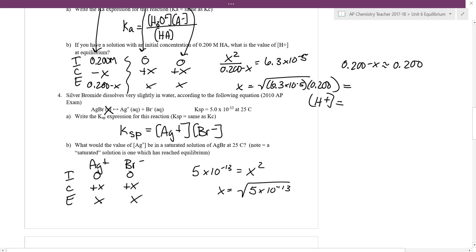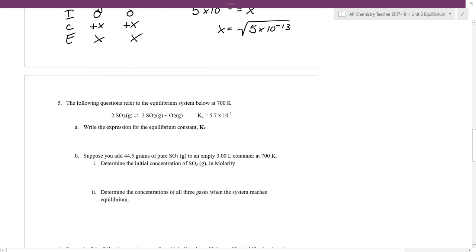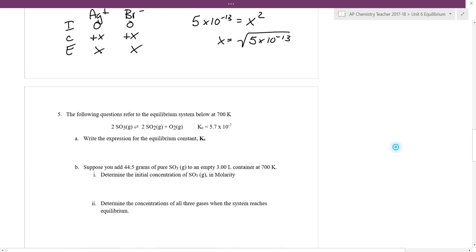These last three examples all had 1-to-1 ratios in the balanced chemical equation. You want to keep an eye out for those mole ratios because they will affect your change row here. So if you look at the next problem, problem number 5, you'll notice it's a 2-to-1 ratio, so you have to be careful with that.